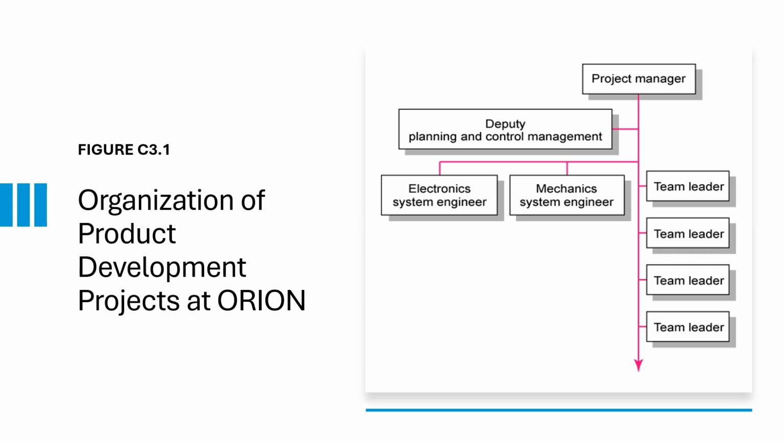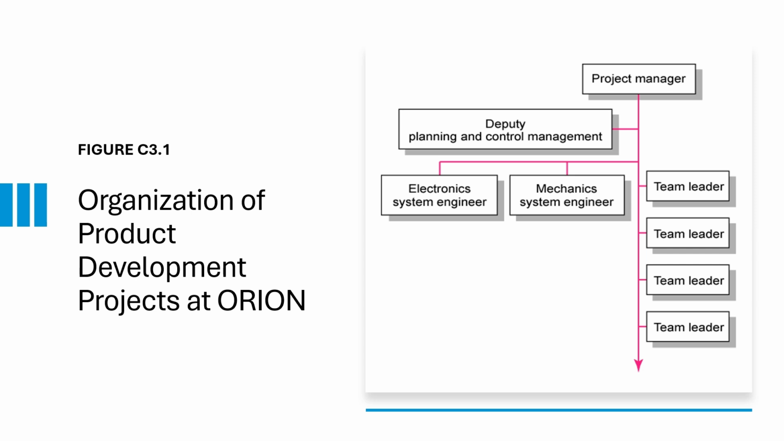Project manager at top level. The project manager holds the highest level of authority in the project development hierarchy. They are responsible for overseeing the entire project, ensuring all elements of development come together efficiently.